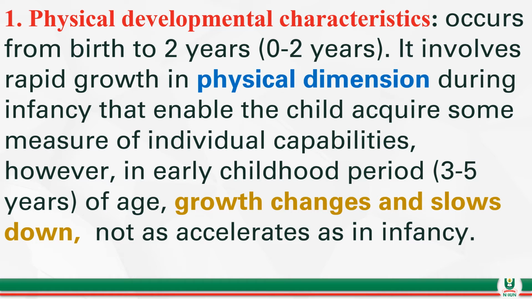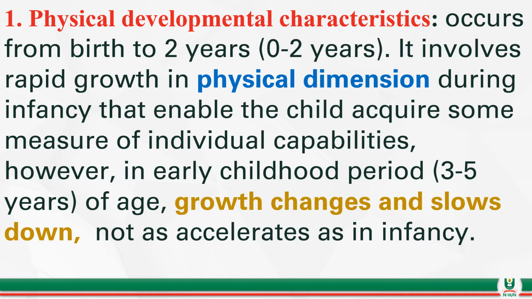In physical development characteristics, like I've said, it occurs between 0 year to 2 years. It involves rapid growth of the body system, and then during the infancy, the child acquires some measure of individual capabilities. In the early childhood period between 3 to 5 years, the growth changes and slows down. Between 0 and 2, the physical growth is rapid, but by 3 to 5, the growth is slowed down and not as accelerated as we have it in infancy.